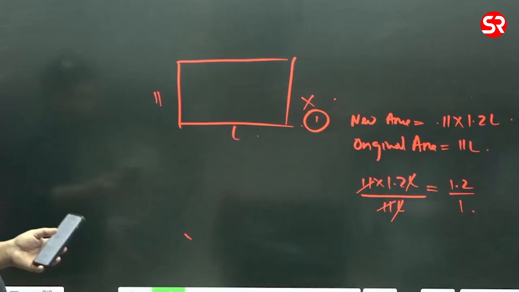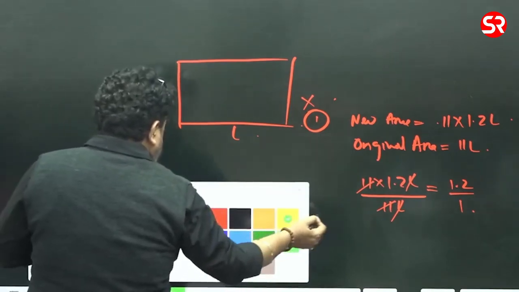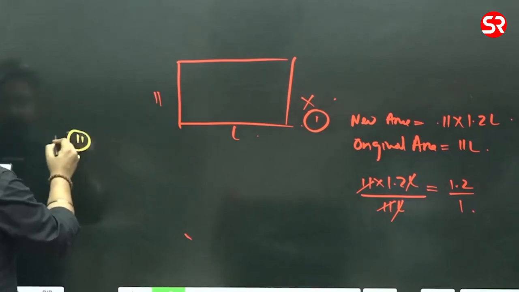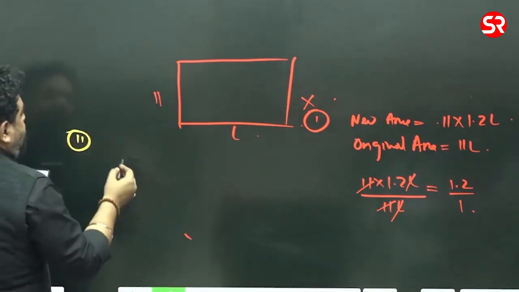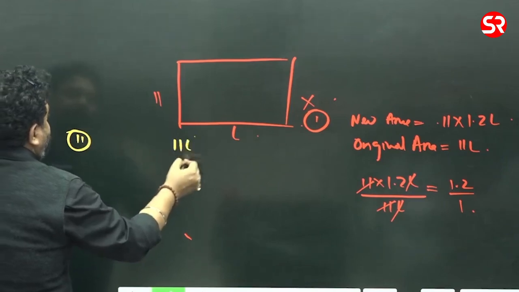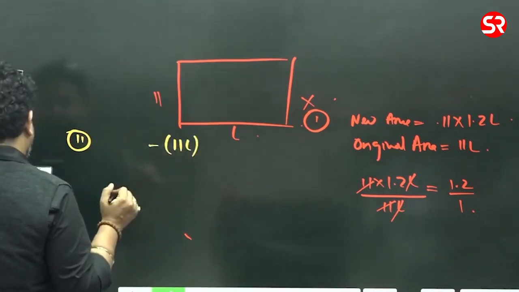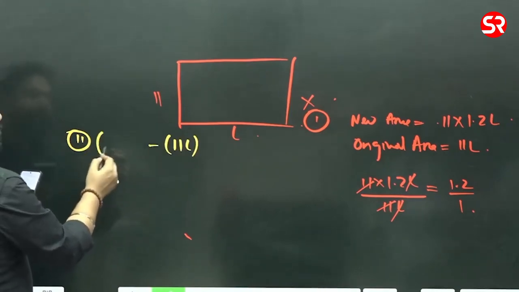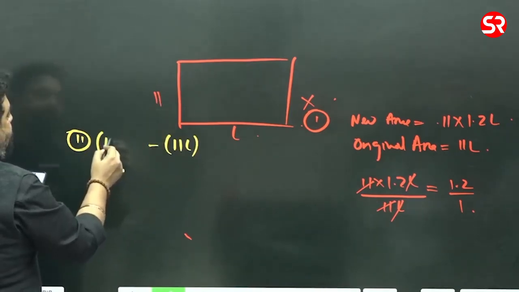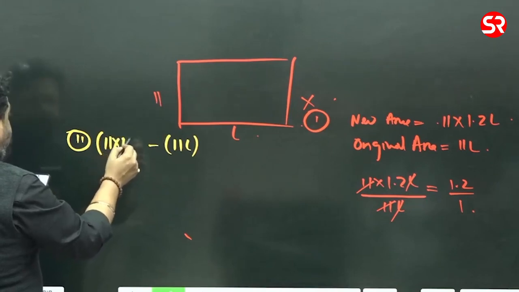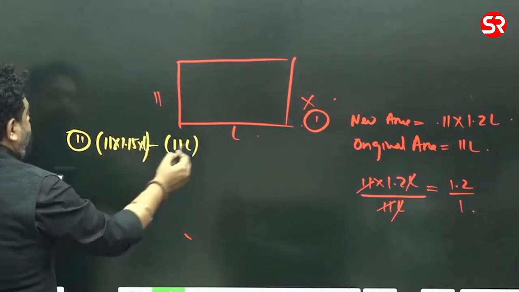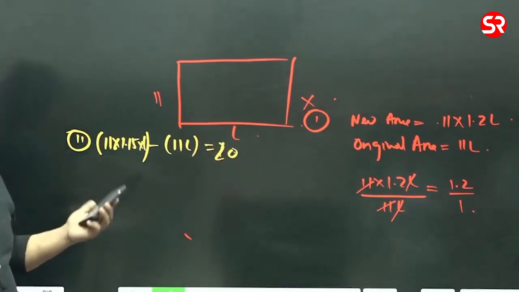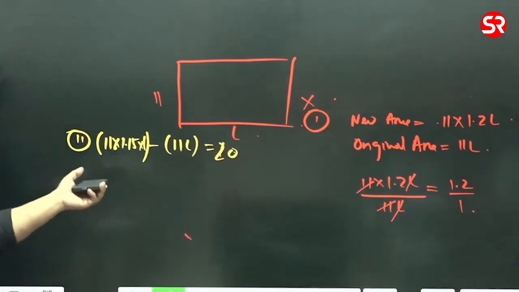Yeah, second is giving you the answer. He says the area will become 20 centimeter more if the breadth is increased by 15%. So the area earlier was 11 times L. Now if the breadth is increased by 15%, 1.15 into L is equal to 20. So the difference of the area is 20. So this would give you L. I don't know what L is, but this will give you L.